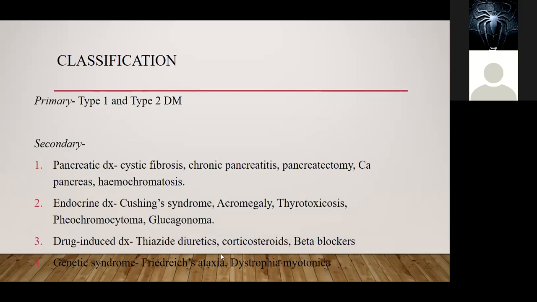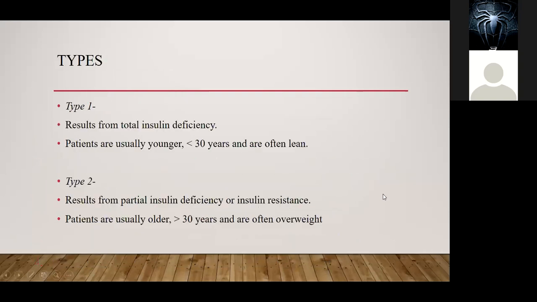Certain genetic conditions like Friedreich's ataxia and dystrophia myotonica all tend to have negative effects on sugar control and would lead to a chronic hyperglycemia. In this case, we say chronic hyperglycemia secondary to these various diseases that we've listed there. It tells us that in the absence of these diseases, ideally, sugar control would be perfect, but because of the presence of these diseases, we would develop a chronic hyperglycemia.